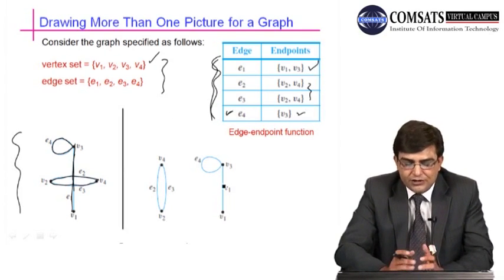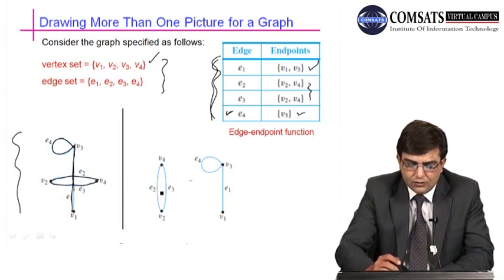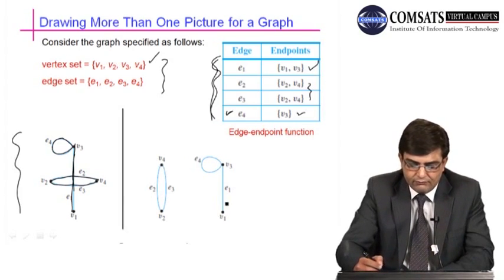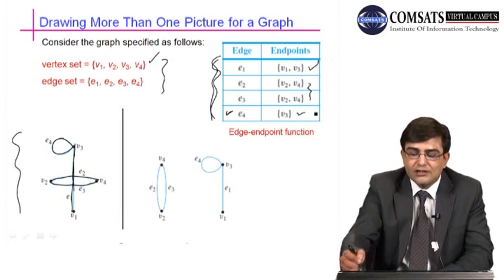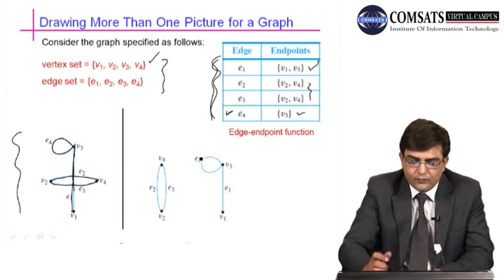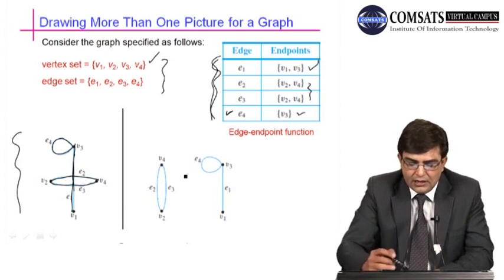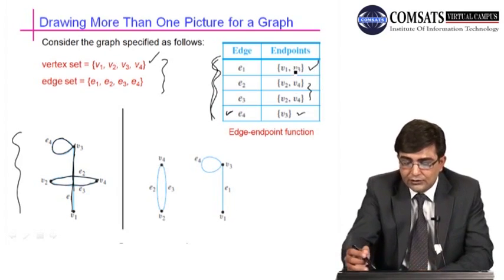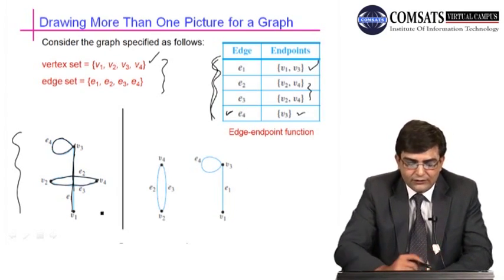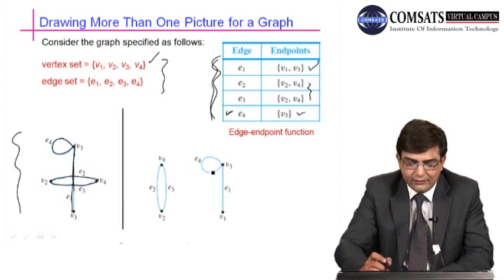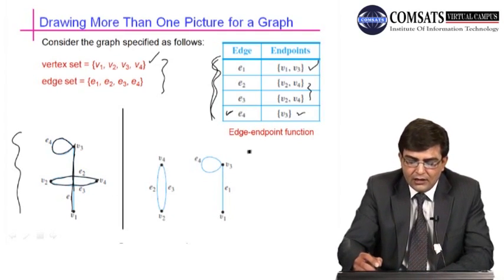Now if we change the position of the vertices V1, V2, V3 and V4, V1 here, V2 here, V3 here, V4 here, and then again using the same information we construct the graph using this edge endpoint function, the appearance of the graph, or the picture of this graph, will be changed to this.